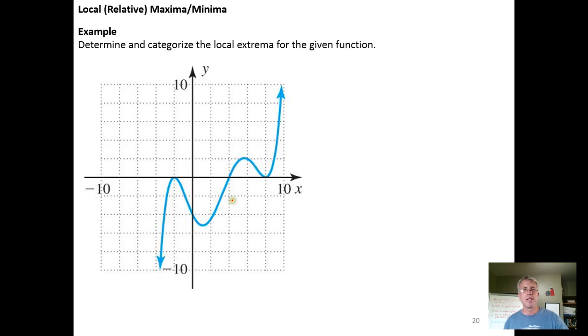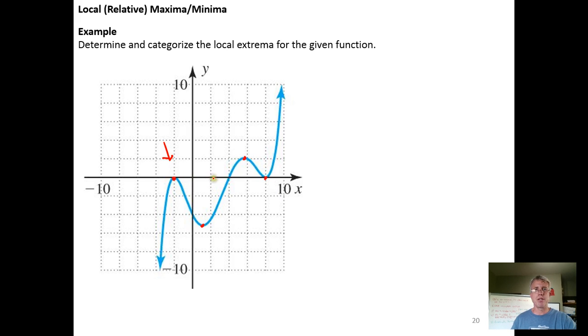So here we have an example. There's some clear candidates for max and min values on this function. And it probably would make sense to identify the ordered pairs there.